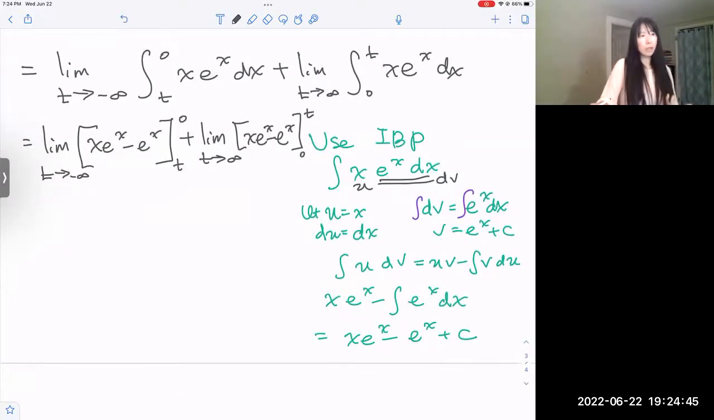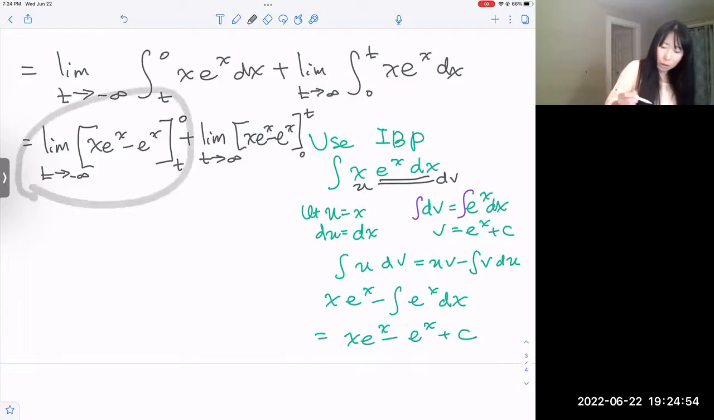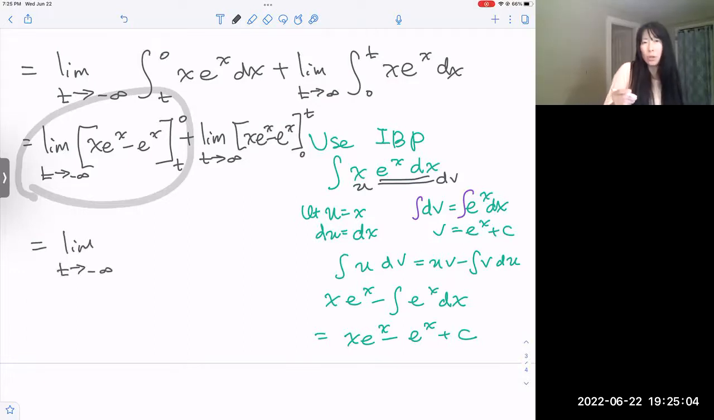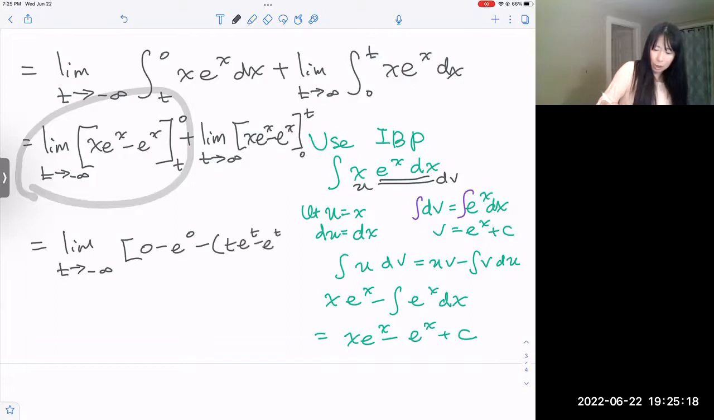All right. Okay. Now let's talk about negative infinity first, only this one. So the limit as t approaches negative infinity. We input the 0 there, then the first term is 0, and minus e to the 0 power, minus t e^t minus e^t, right?